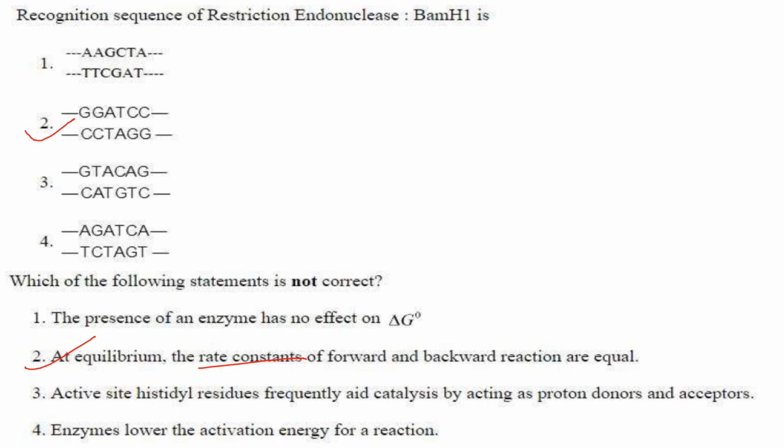Then next one. Which of the following statement is not correct? The presence of an enzyme has no effect on delta G. Yes, that is correct. At equilibrium, the rate constants of forward and backward reaction are equal. At equilibrium, the rate of forward and reverse reaction are equal, not rate constants. So that is the answer. They have asked which of the statement is not correct. So the answer is option 2.